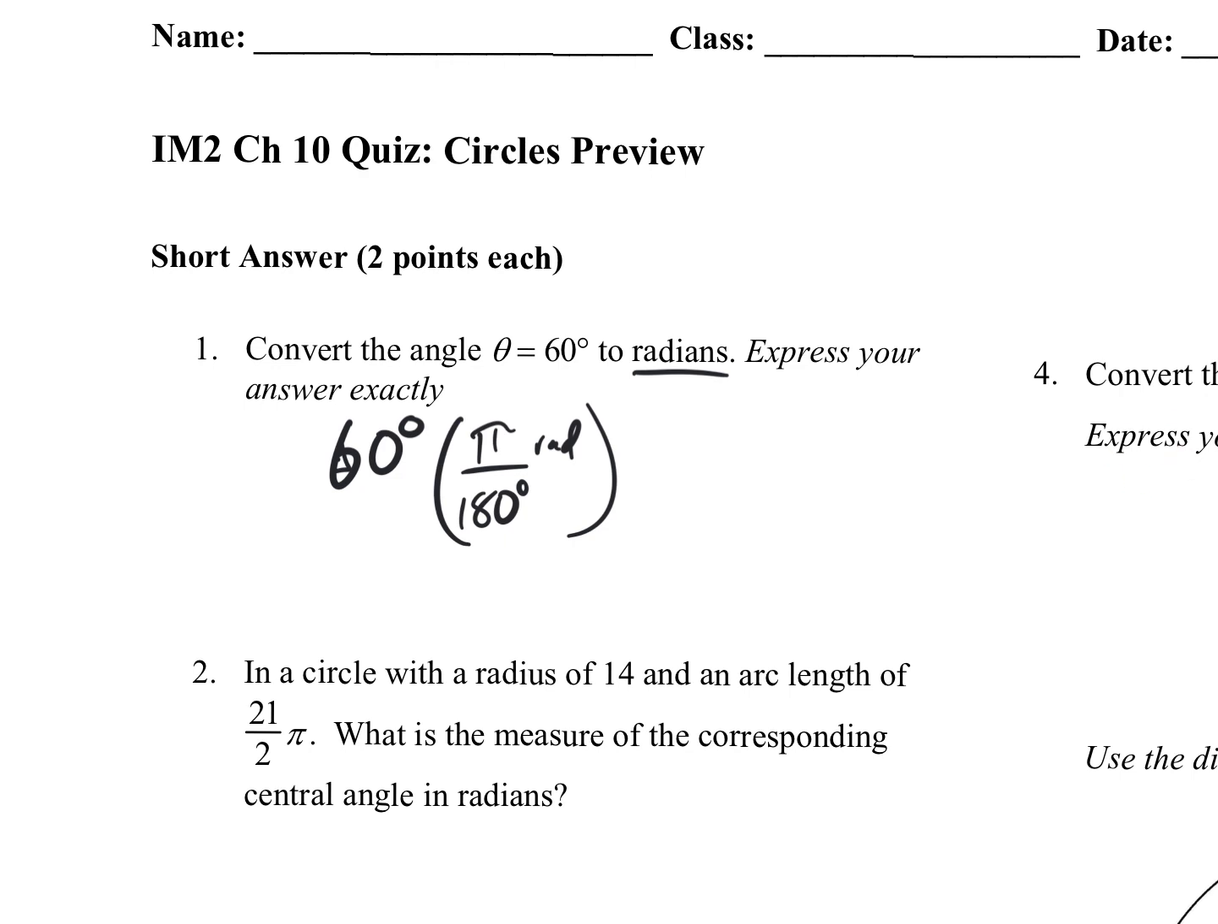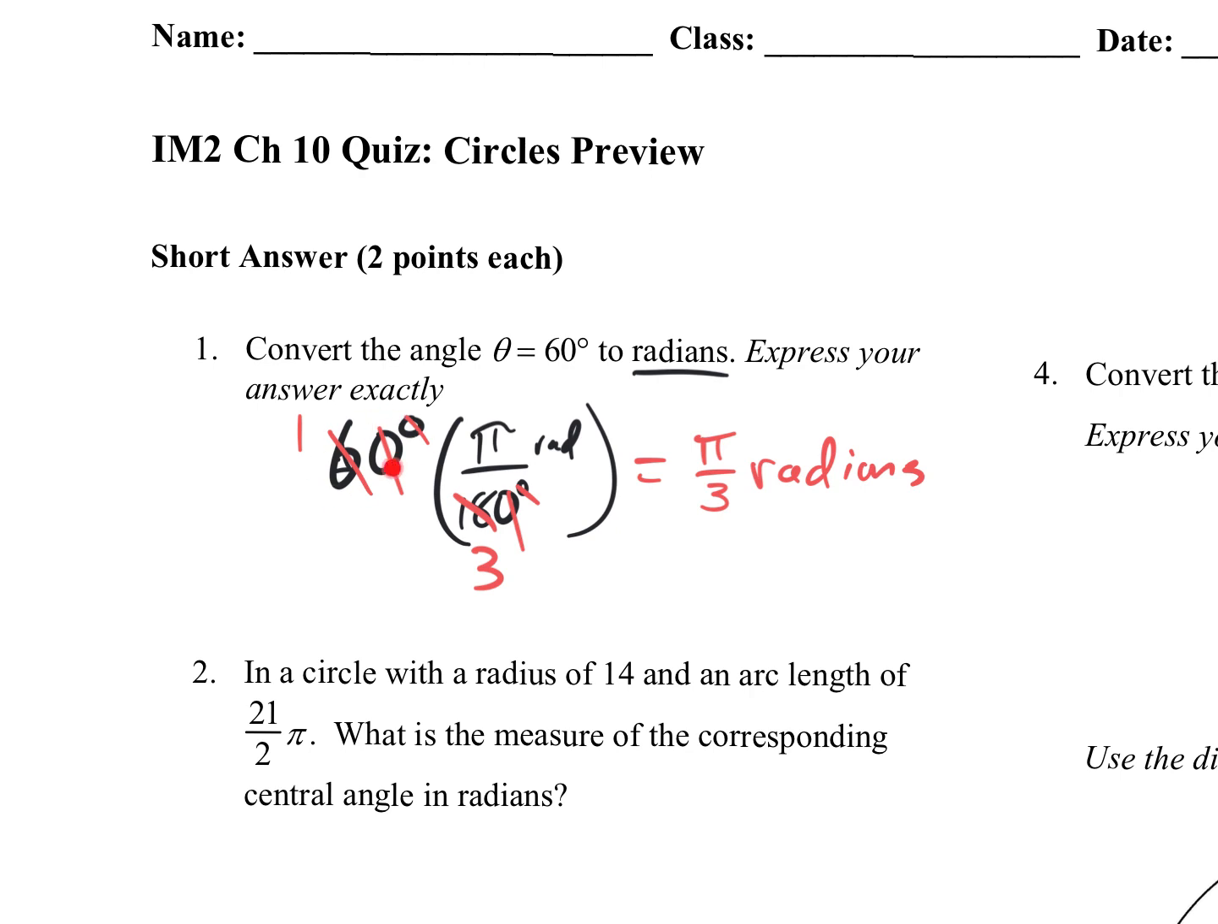When I do this, I'm just multiplying, but I can definitely reduce. I could definitely cancel out degrees. I could take a 10 out of both of these. And then what's left? I have a 6 on top and an 18 on bottom. Well, I could take a 6 out of both of these. If I take a 6 out of this, it becomes 1. Take a 6 out of this, it becomes 3. So at the end of the day, I have pi thirds radians.